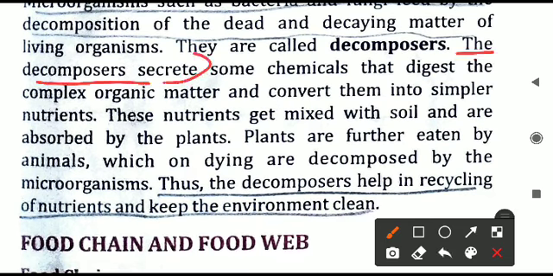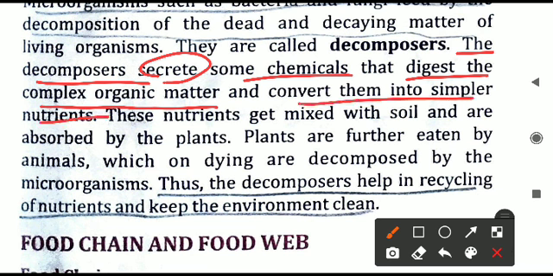They are producing certain chemicals, and when they release the chemicals on the dead body of the animal or the plant also, these chemicals will dissolve the particular organic matter, the food that is present there. The molecules of that dead animal's body will be simply digested, or they will be dissolved and converted into simple nutrients, and these nutrients are mixed with the soil and absorbed by the plants, and then plants are eaten by the animals, and ultimately this cycle continues forever.